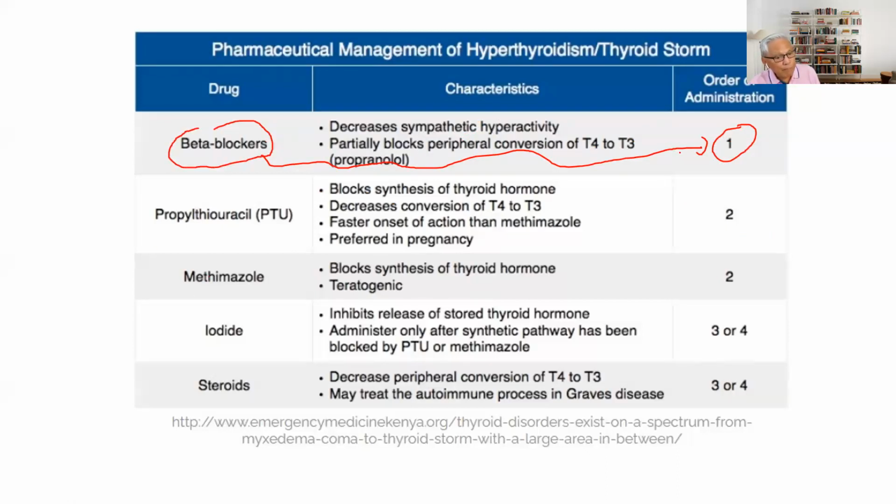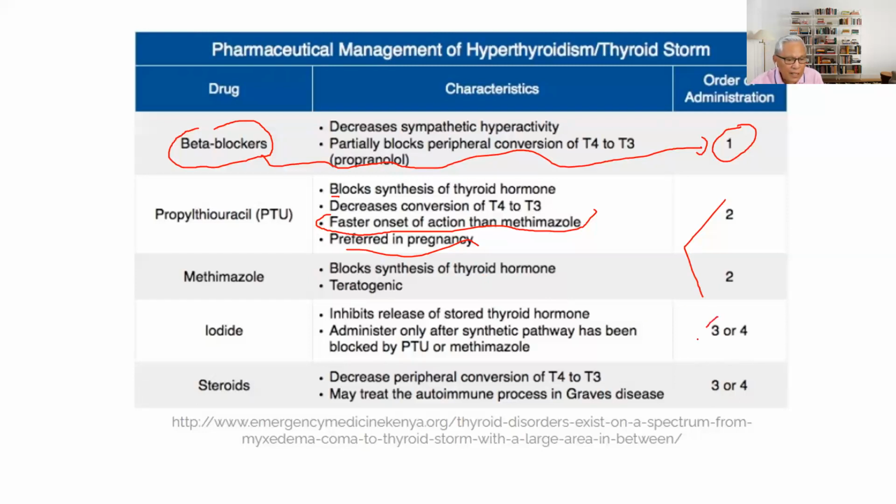Okay, so number two is going to deal with the drugs that block the synthesis of thyroid hormone, and that includes your PTU and your methimazole. PTU is actually the better of the two because it has a faster onset, and PTU is also preferred in pregnancy, as we said earlier. They have the same action. They block the synthesis of thyroid hormones.